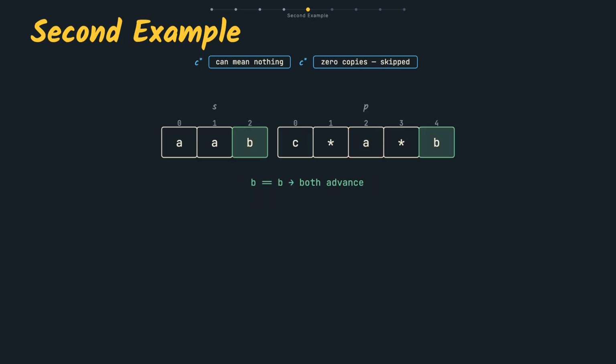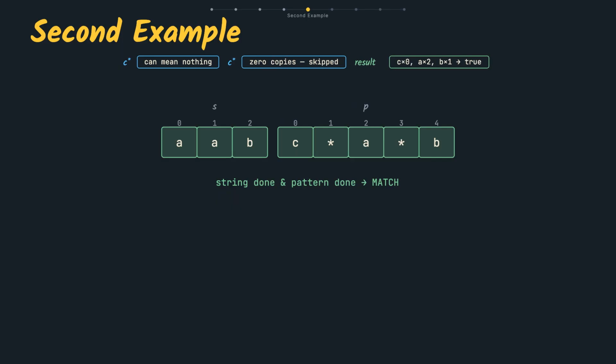They match. No star after it, so both cursors step forward together. And now the string is used up, and the pattern is used up, both at once. Match. True bubbles up again. AB matches the pattern, using C 0 times and A exactly twice.